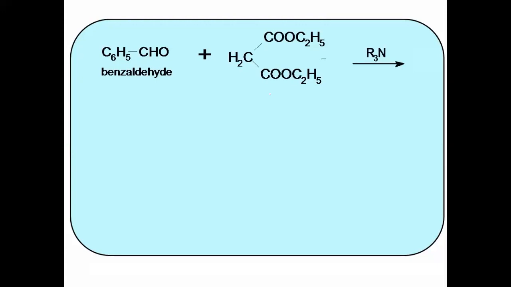Now this reaction is carried out in presence of base. R3N means it is tertiary amine. We can use any base, tertiary amine, or sometimes there may be use of directly alkali, NaOH, KOH. We can use sodium ethoxide.